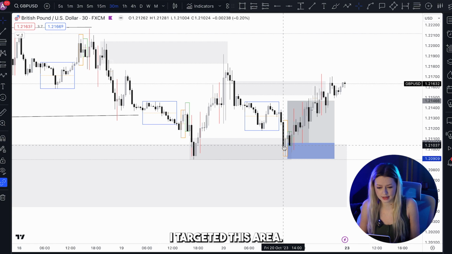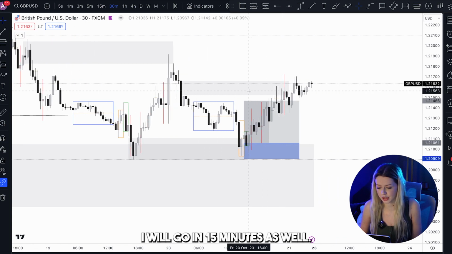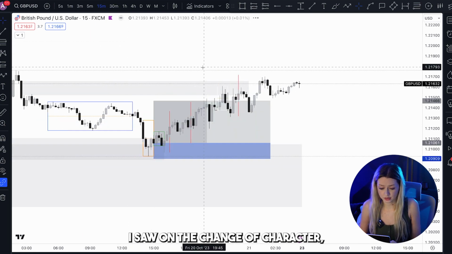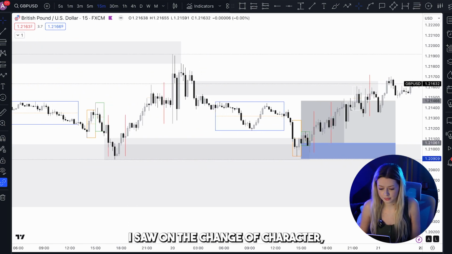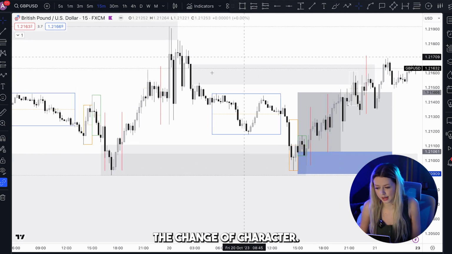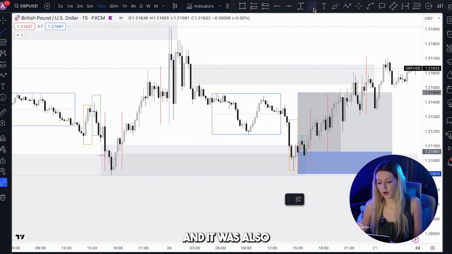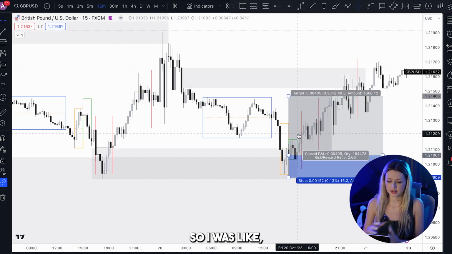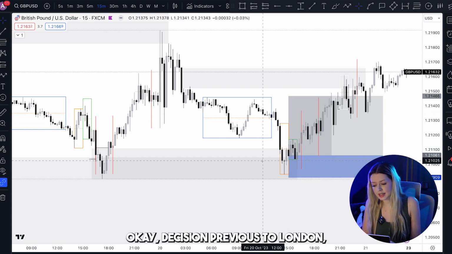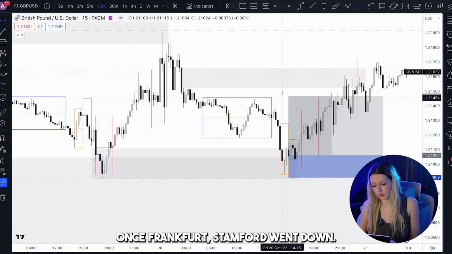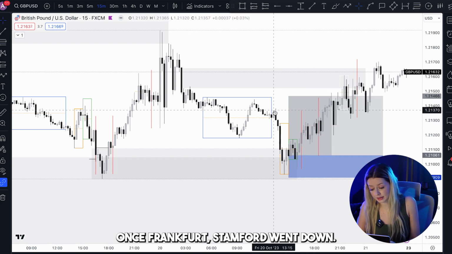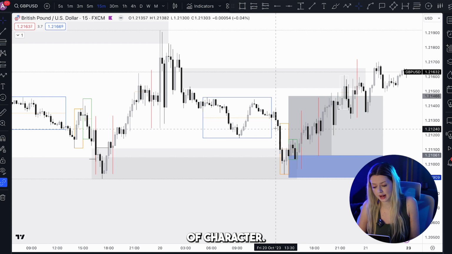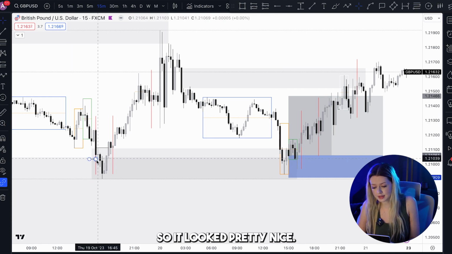I targeted this area. I will go on 15 minutes as well. And I saw the change of character, right? The break of structure, the change of character. And it was also the beginning of a session. It was London. So I was like, okay, the session previous to London was Frankfurt. Frankfurt went down. It stopped inside this extreme over here that formed the change of character. So it looked pretty nice.